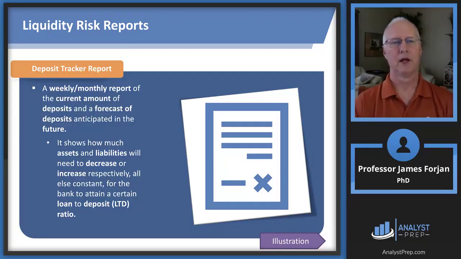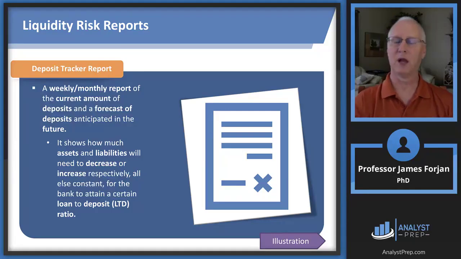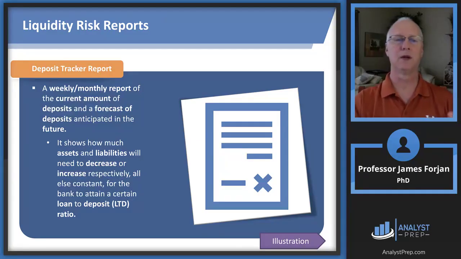How about the learning objective that relates to the different types of reports? So let's start with this deposit tracker report, a weekly or a monthly report of the current amount of deposits plus a forecast of deposits anticipated in the future. And what this is going to end up with is some ratio in which we're going to determine the relationship between the top right and the top left-hand side of the balance sheet. We'll call that a loan to deposit ratio.